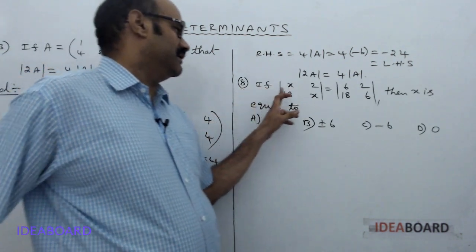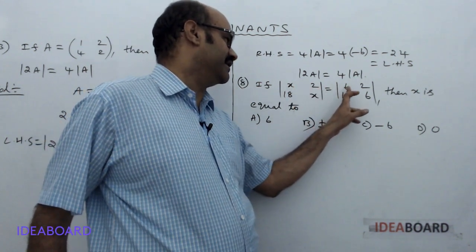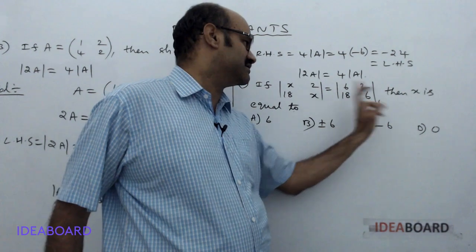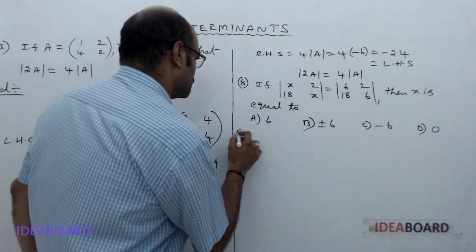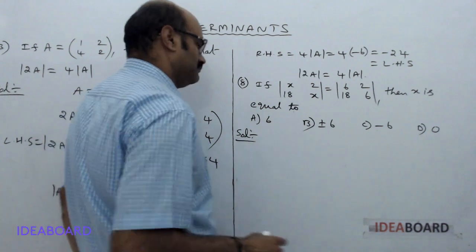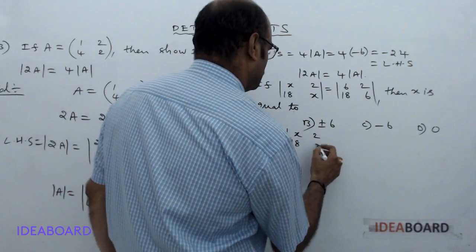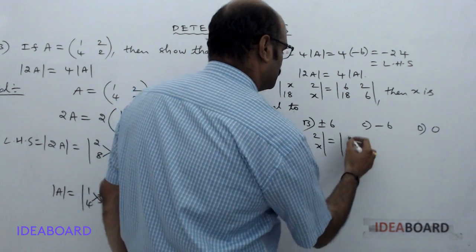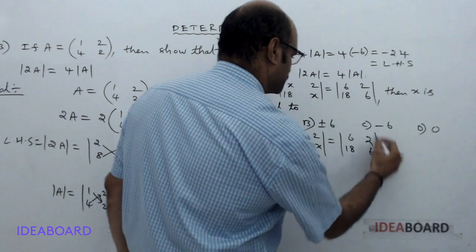Eighth problem: if determinant of [x, 2; 18, x] equals determinant of [6, 2; 18, 6], then x is equal to? Solution: determinant of [x, 2; 18, x] equals determinant of [6, 2; 18, 6].